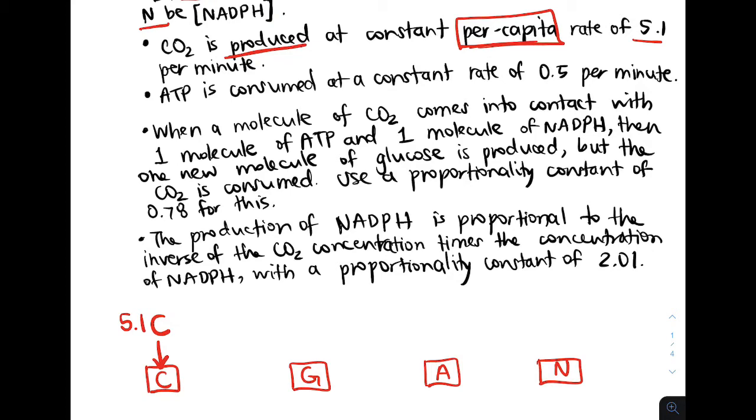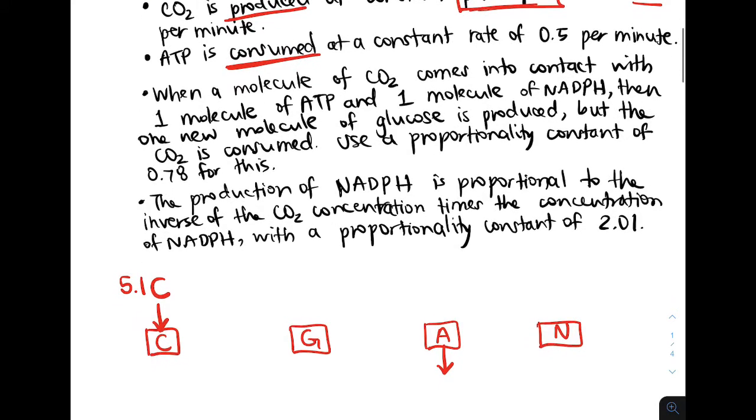Our next assumption says ATP is consumed at a constant rate of 0.5 per minute. We're going to have an arrow going out of A because this is an outflow. This is the rate at which ATP is being decreased. And it's a constant rate, which means it's just 0.5. We're not going to multiply by A, which is our state variable, because it doesn't say per capita. If it did say per capita, then it would be 0.5A. But since it just says that there's a constant rate, we'll just write 0.5.